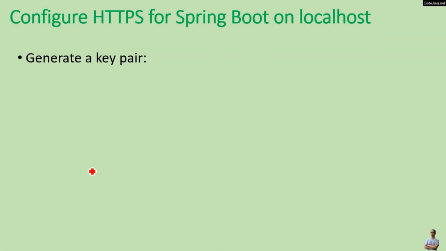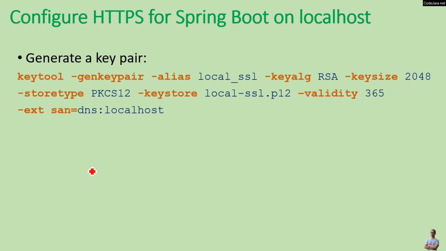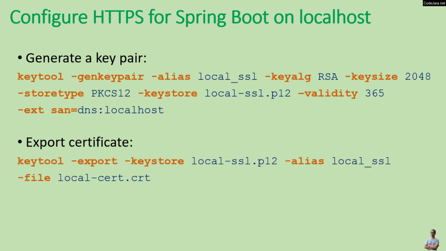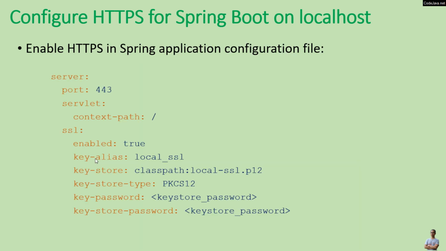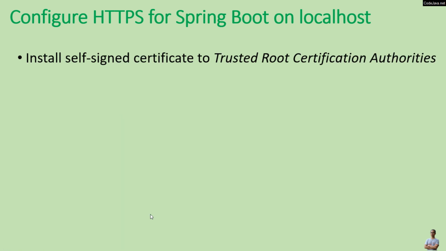To sum up, the command for generating a key pair using the keytool in Java is like this. Note that you must specify the extension san equal DNS:localhost here, so the self-signed certificate will be trusted by the browser. And the command to export certificate from the Keystore file is like this. And configure the Spring Boot application to enable HTTPS is like this, you see. And you must install the self-signed certificate to the trusted root certification authorities.